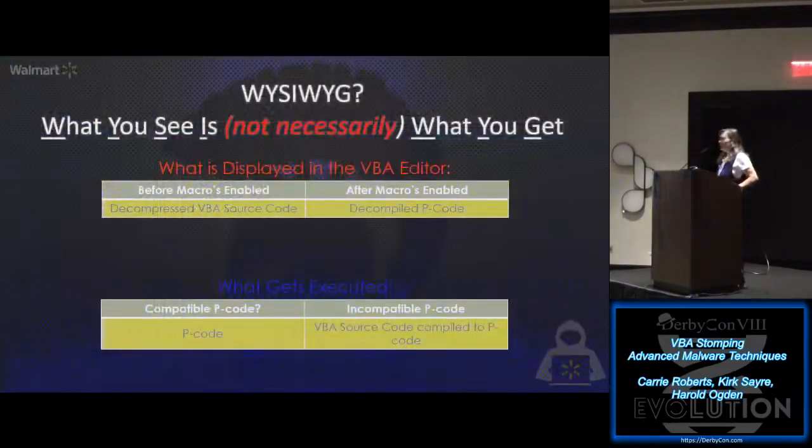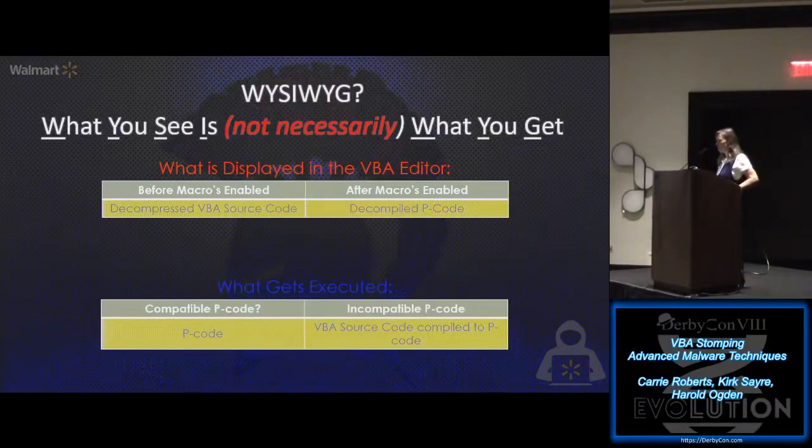So what you see isn't necessarily what you get. We saw that before we enabled the macros, if we went to the Visual Basic editor, what was displayed there was the decompressed source code, that thing that we had tinkered with. But when you enable macros, what actually executed was the P code that we hadn't played with. And then when you visit the VBA editor, you no longer see the decompressed source code that was tinkered with, you see the decompiled P code.